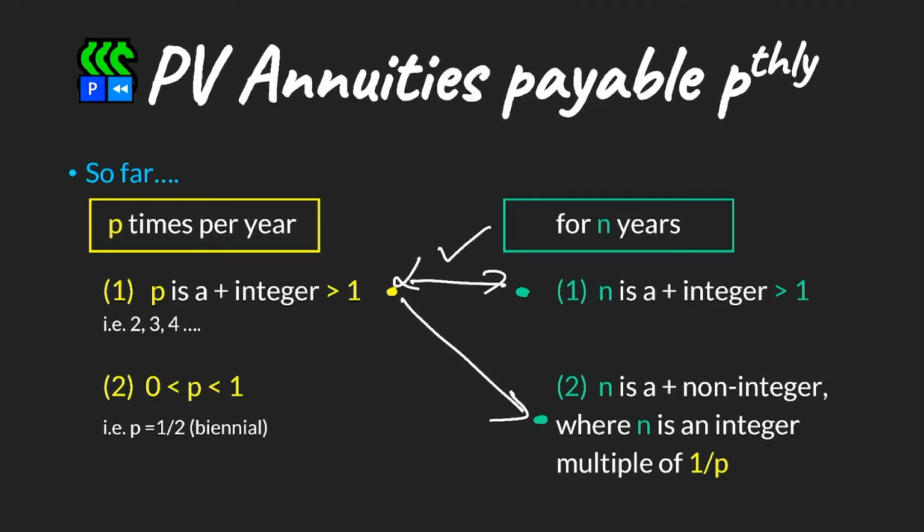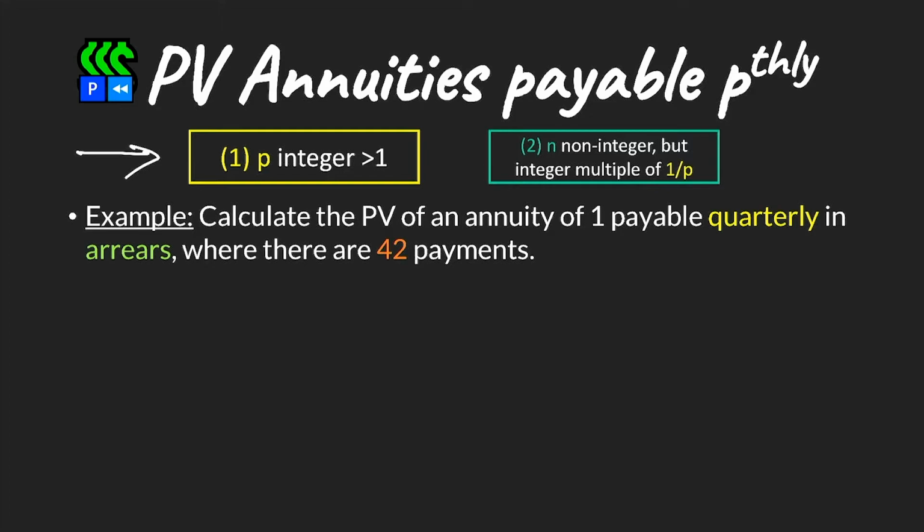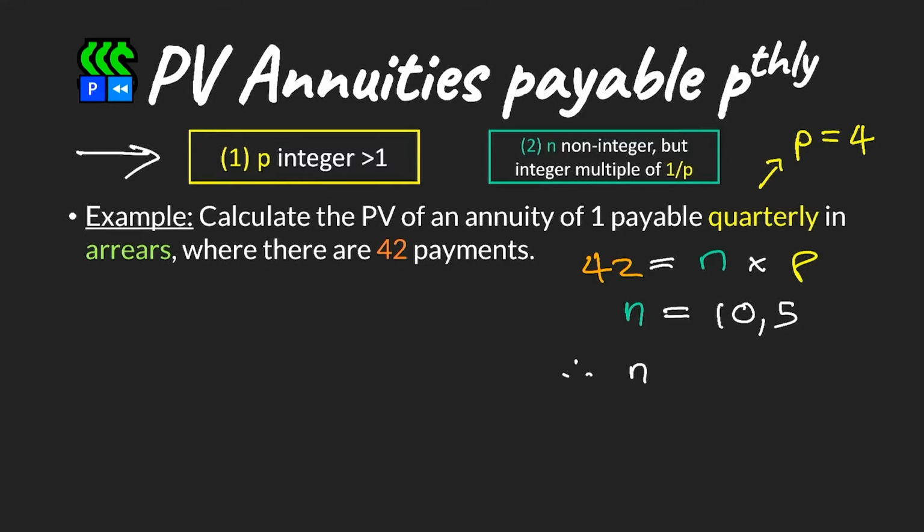This is best explained using an example. Now in this case, we want to calculate the present value of an annuity of 1 payable quarterly in arrears where there are 42 payments. So we know that p is equal to 4, that satisfies our first condition, and we are told that there are 42 payments. So we're not told directly what n is, but we can work back using the fact that n times p is equal to the number of payments. Here we see that n is equal to 10.5.